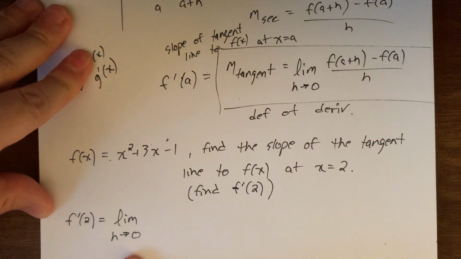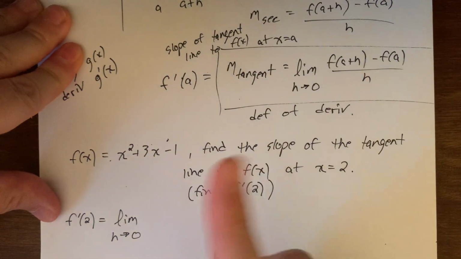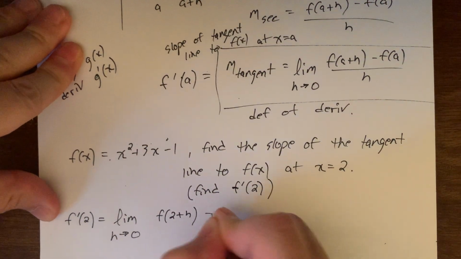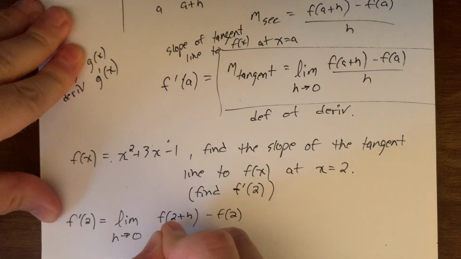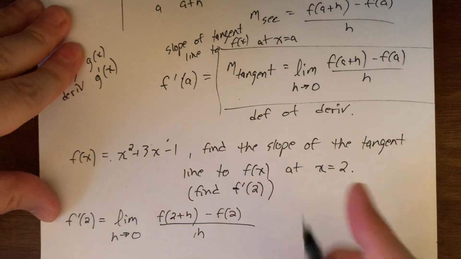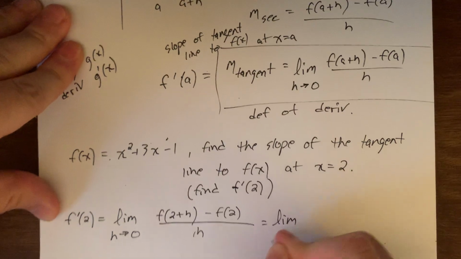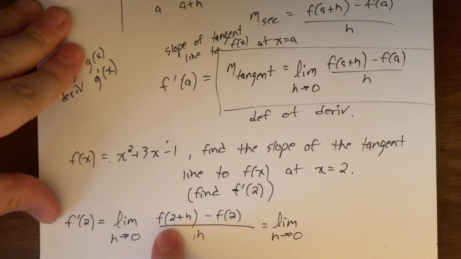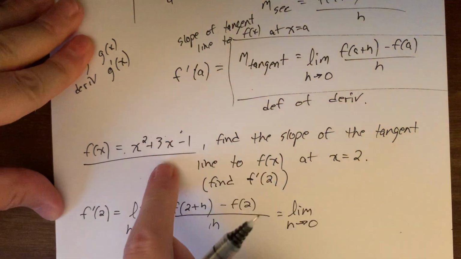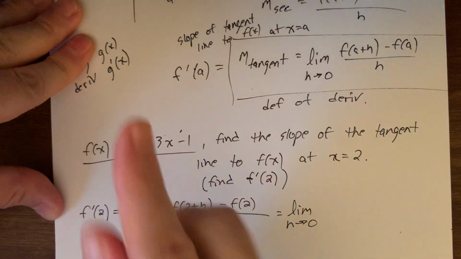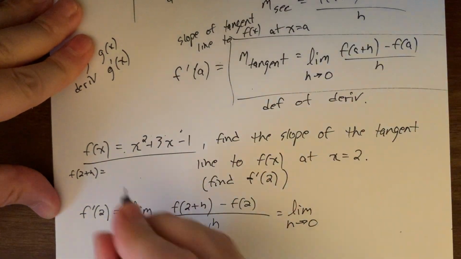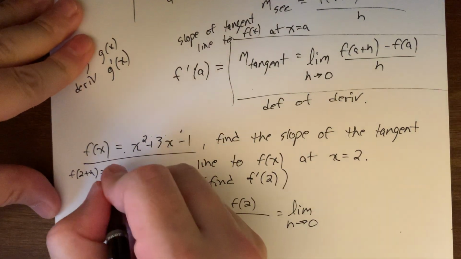So we've got our limit. Being completely literal, I'm getting f of 2 plus h minus f of 2 all over h. But now, let me embrace this. What is f of 2 plus h? This was originally given in my problem. So f of 2 plus h, replace all x with 2 plus h.